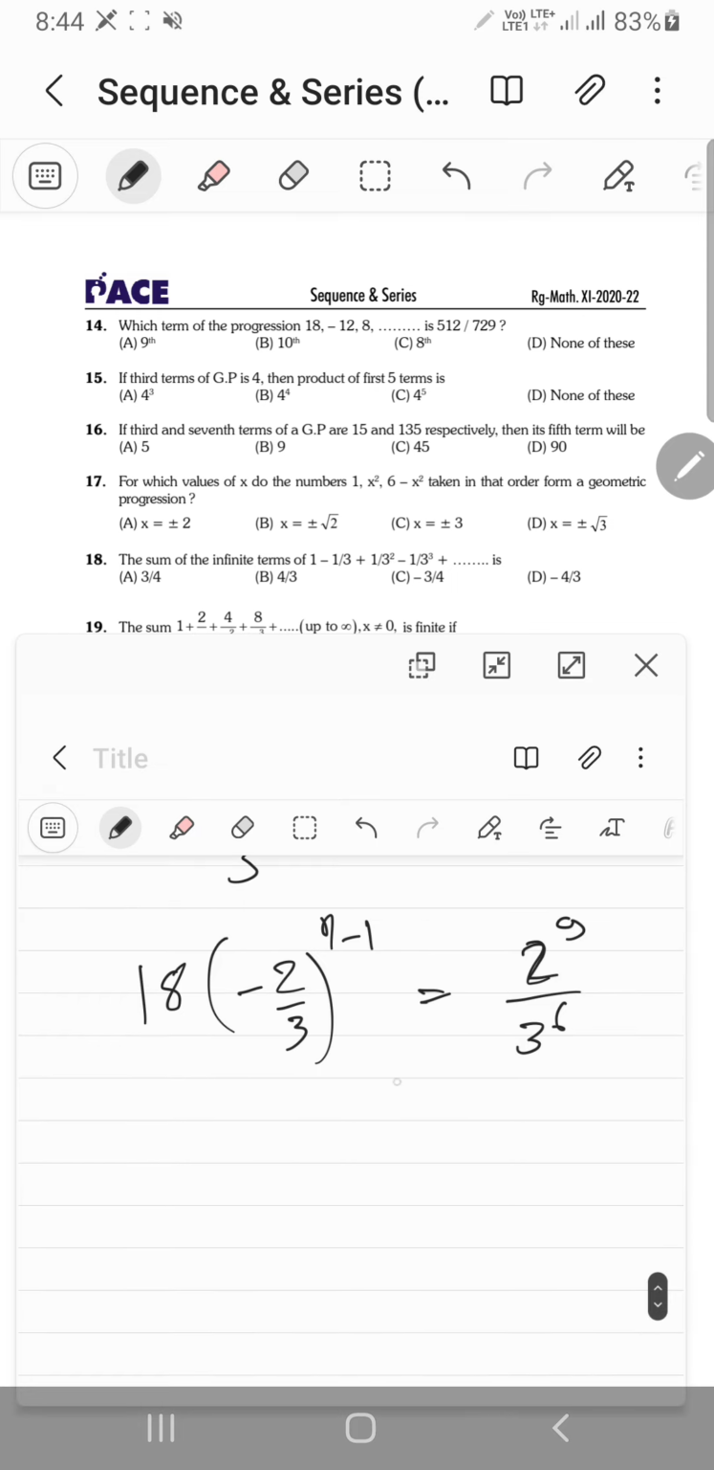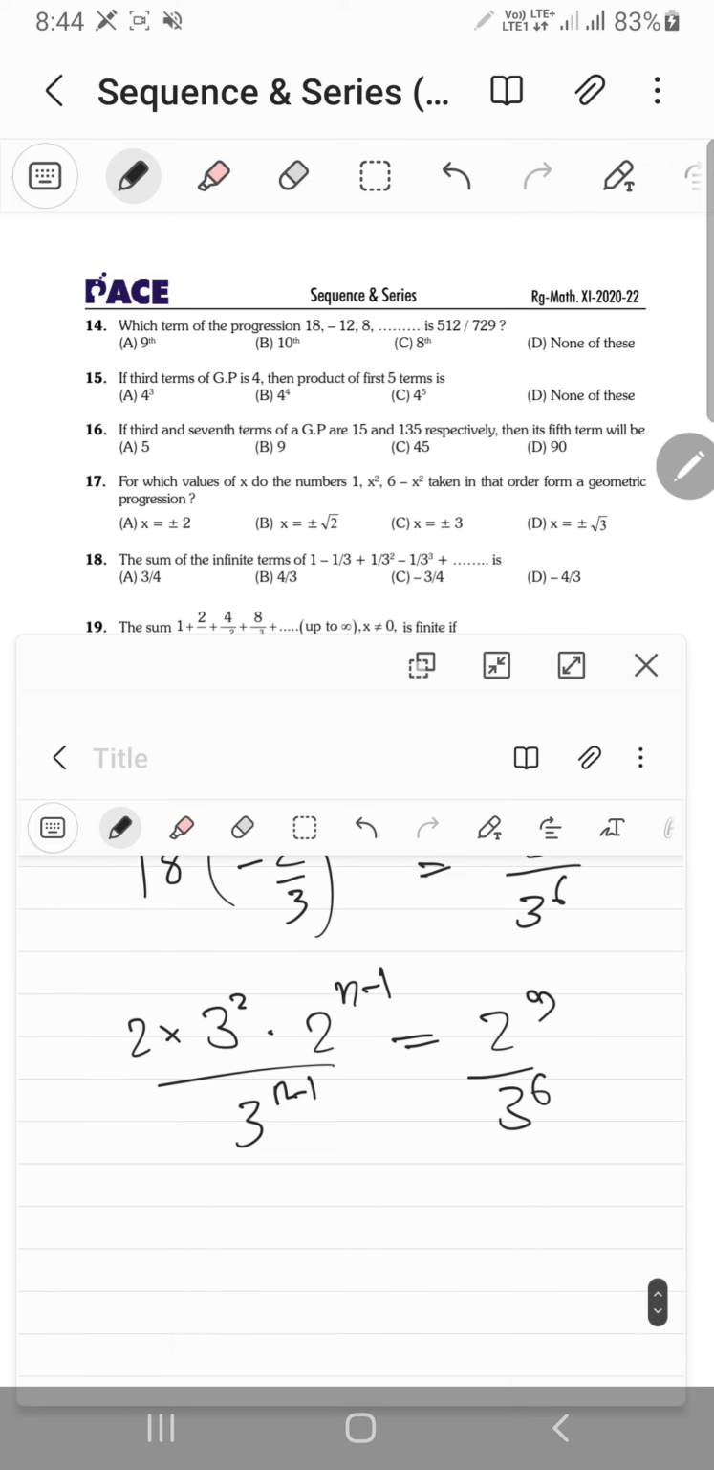This is first of all positive, that means n minus 1 is even, so n must be an odd number. So let's just go for the magnitude, that is 18, which is basically 2 into 3 squared into 2 power n minus 1 upon 3 power n minus 1. That should be 2 power 9 upon 3 power 6. Or we can say that this goes there and this becomes 3 power 8.